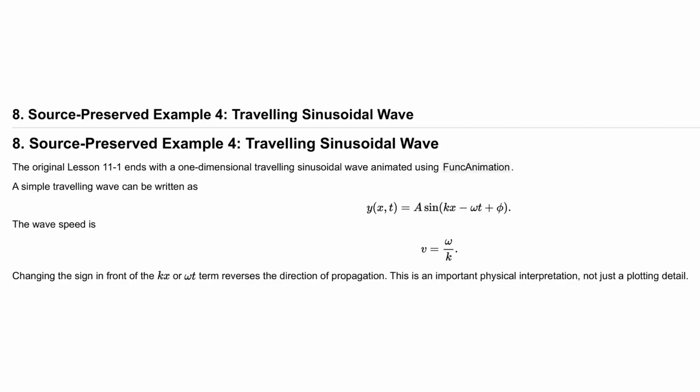Our final example investigates a one-dimensional traveling sinusoidal wave. The wave is mathematically defined by its amplitude, wave number, angular frequency, and phase constant. A crucial physical takeaway here is that altering the mathematical sign separating our spatial and temporal terms directly dictates whether our wave propagates to the right or to the left along our axis.